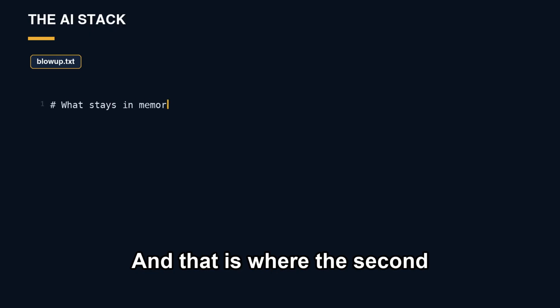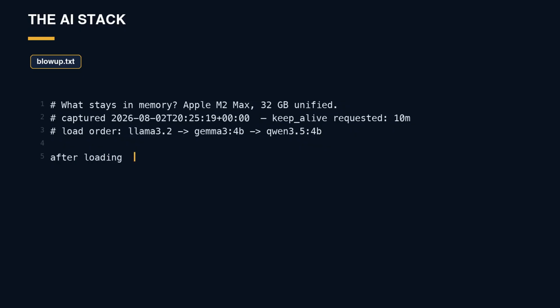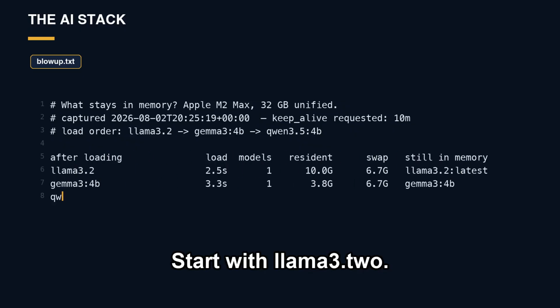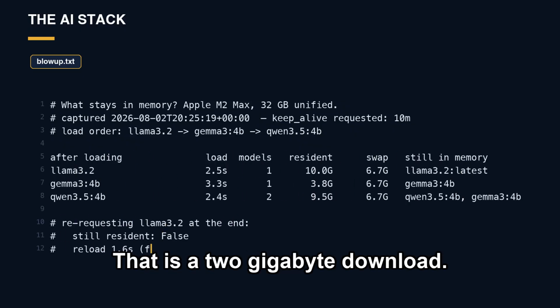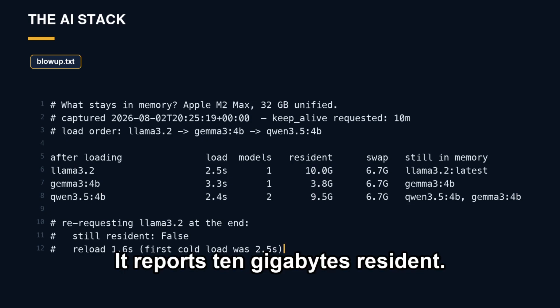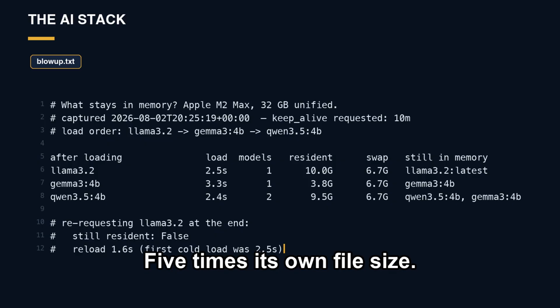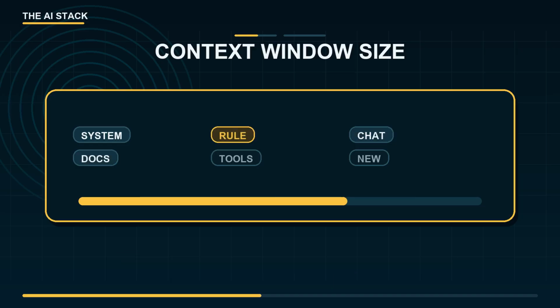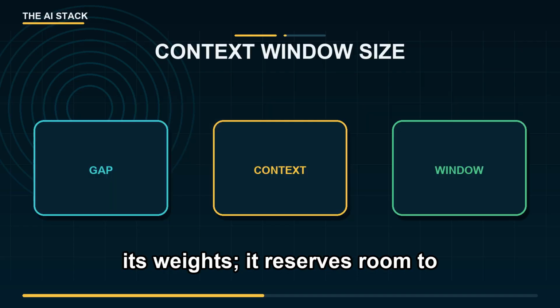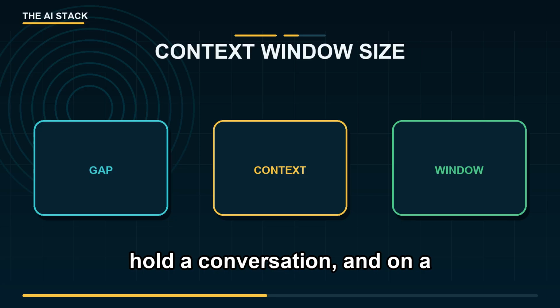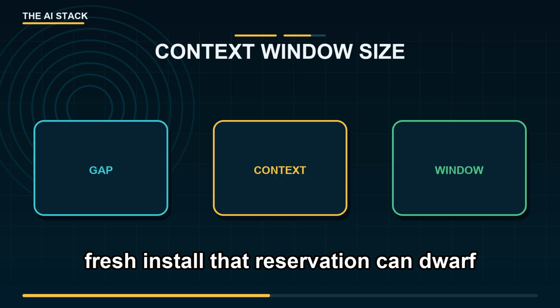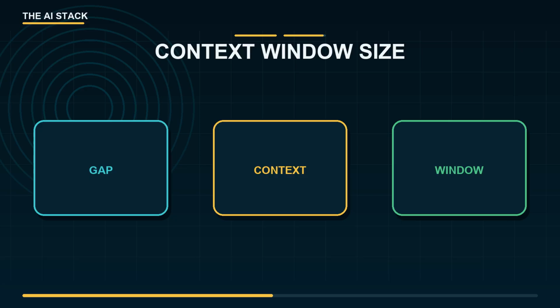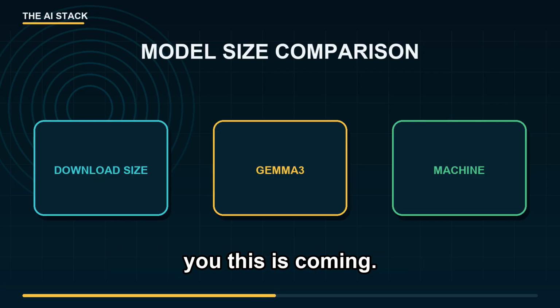And that is where the second experiment gets genuinely strange. Start with Llama 3.2. That is a 2 gigabyte download. It reports 10 gigabytes resident. 5 times its own file size. That gap is the context window. A model does not just load its weights. It reserves room to hold a conversation, and on a fresh install, that reservation can dwarf the model itself. Nothing in the download size tells you this is coming.